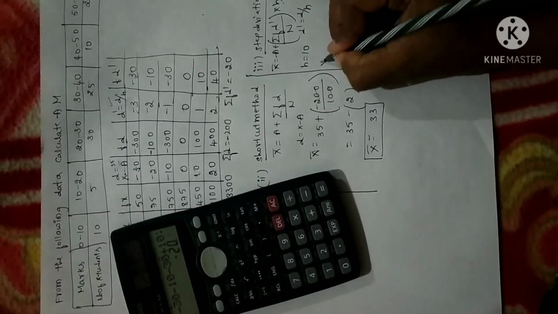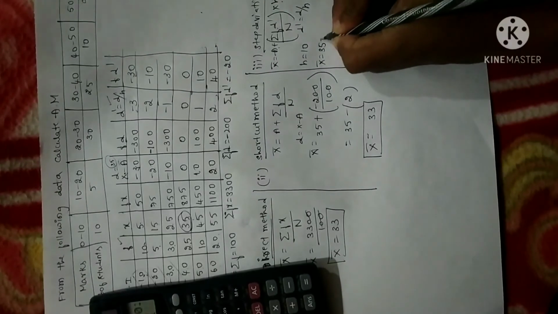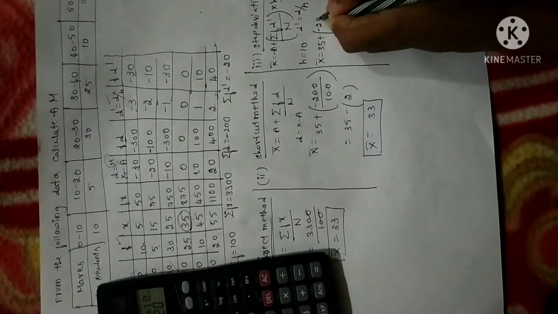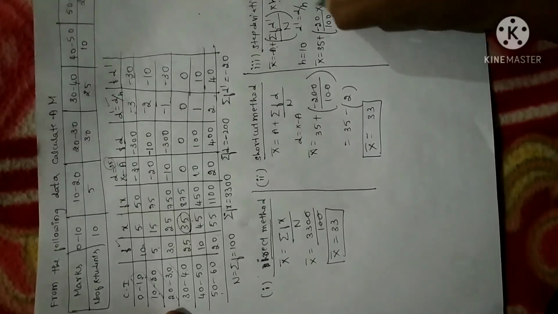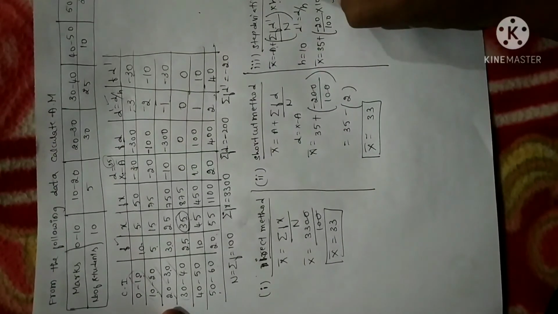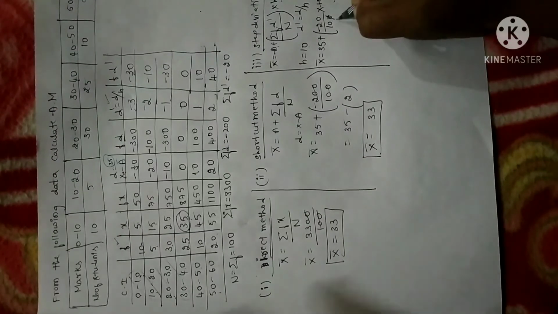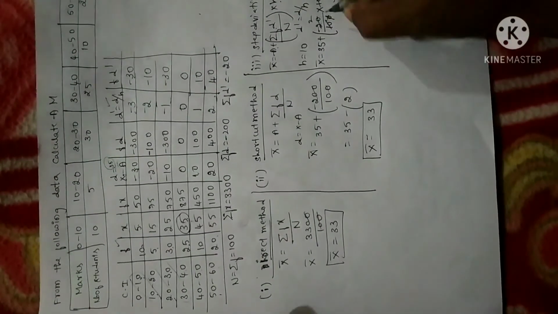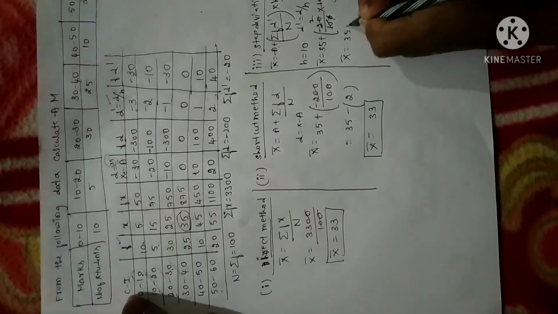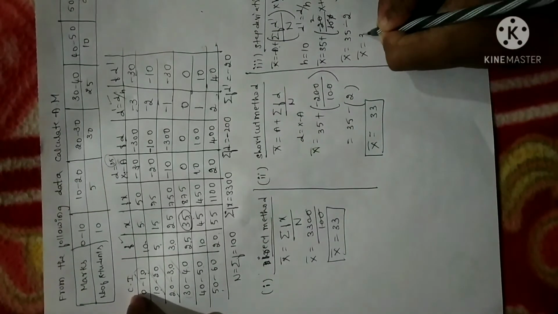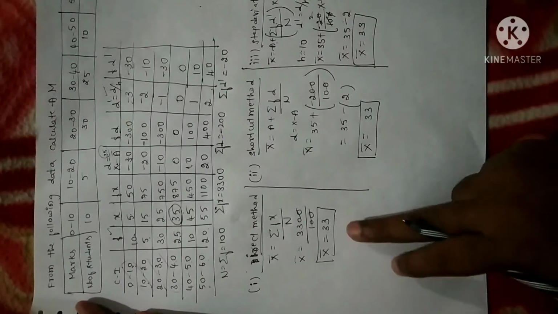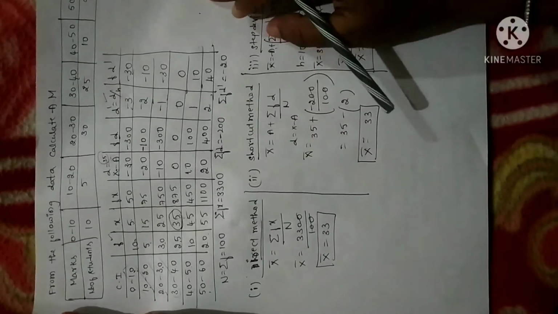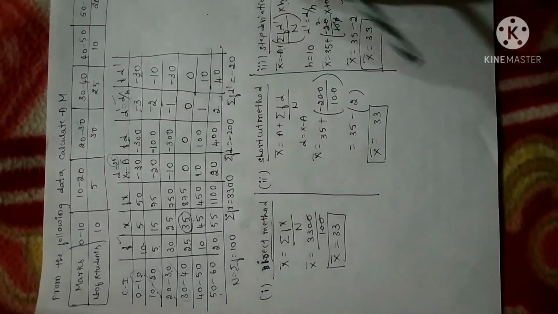Now let me substitute all the values here. Since a is the assumed mean, and for calculation of d I have assumed a as 35, I have to take the same value. a is 35 plus sigma fd dash, which is minus 20, divided by n, which is 100, into h, which is 10. Fine. So let me simplify here. 10 ones are 10, 10 tens are 100, let me cancel. Again 10 twos are 20. So x bar is equal to 35 minus 2. So x bar is 33. So you can note that I have solved this problem in all the three methods, and in all the three methods I have obtained the same solution. Hope arithmetic mean is clear for you.